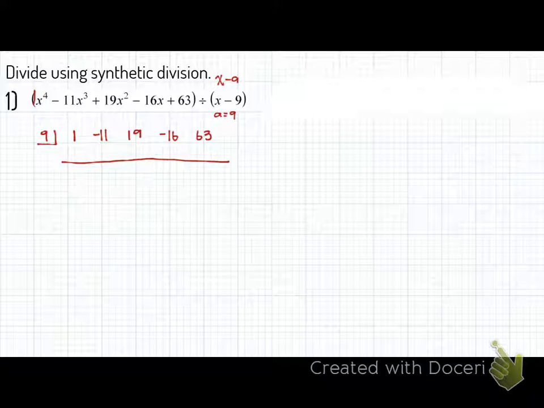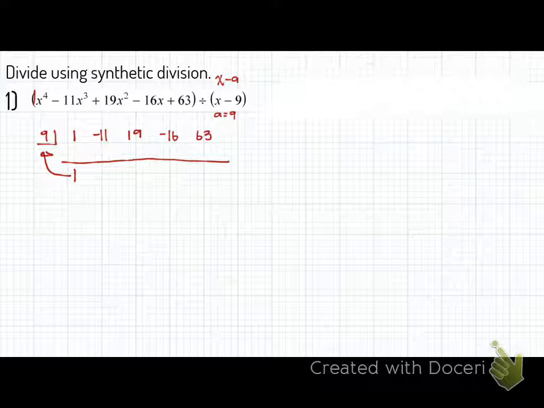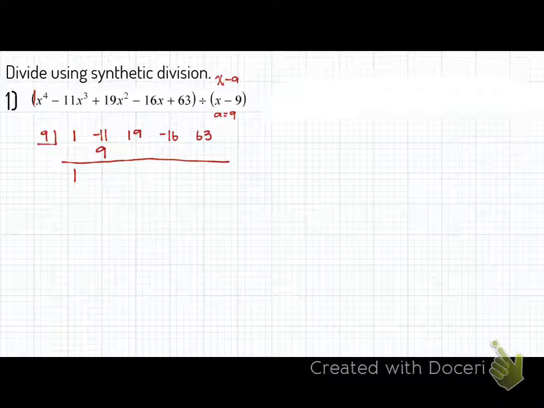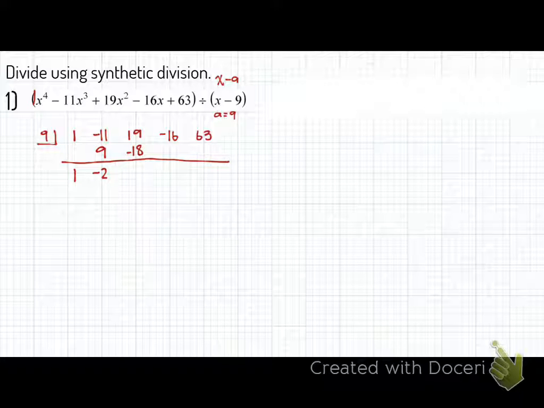And this part's very easy. You add going from top to bottom, and then you multiply. So I start here at the 1, and I ask myself, 1 plus nothing is 1. 1 times 9. What's 1 times 9, everyone? 1 times 9 is 9, so I'm going to put a 9 right here. Y'all see that? Then I do this again. What's negative 11 plus 9? Negative 2. Then what's negative 2 times 9? Negative 18. So I'm going to put a negative 18 here. Then what's 19 plus negative 18? 1. So I'm going to put a 1 here.